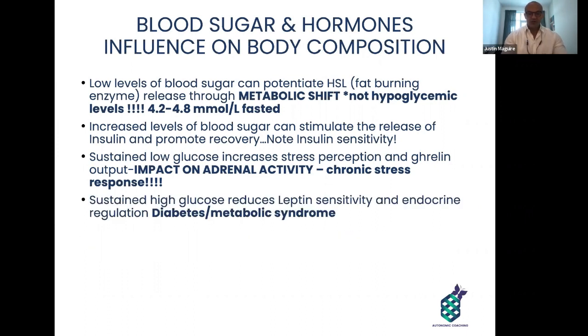Sustained high glucose reduces leptin sensitivity and endocrine regulation. So when we impair our sensitivity to leptin, we also impair the utilization and the release of insulin, the quantitative release of insulin. When we have an excessive abundance of insulin circulating within our physiology, other hormones are also activated, such as aromatase.